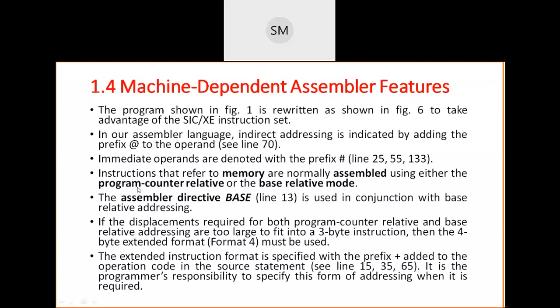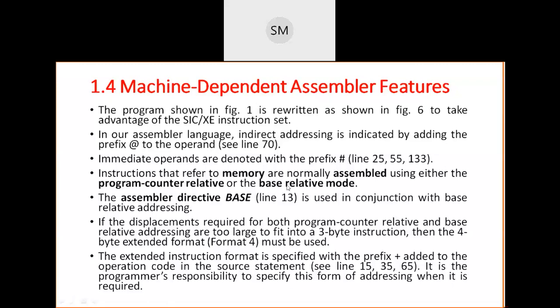And remember, in the assembler we are studying now, most of the time it gives first priority to program counter relative addressing mode. If it is not possible to translate that instruction with program counter relative addressing mode, then the assembler starts to use base relative addressing mode.